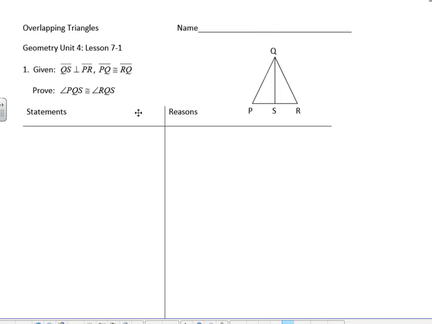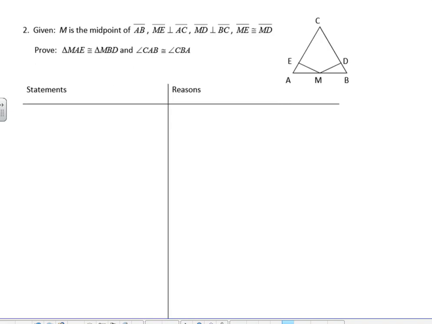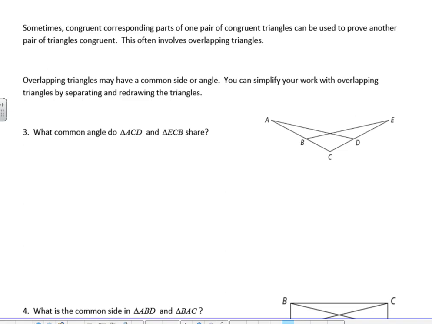Had a little cold, so I'm gonna be a little more low key than normal. We are here in Unit 4, Lesson 7, and we're talking about overlapping triangles. And I'm actually going to skip these first two things here. Those are not the core of what we're going to do today, but we're going to start here on this page.